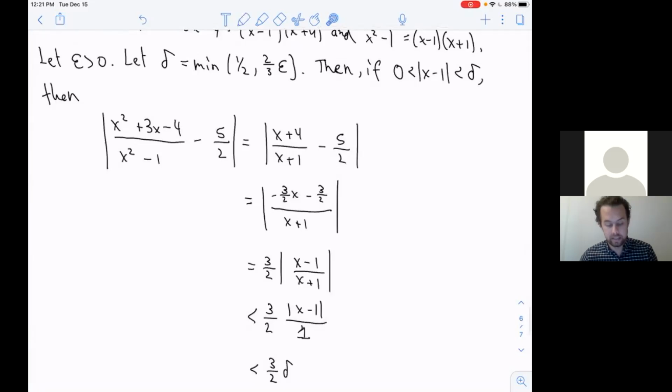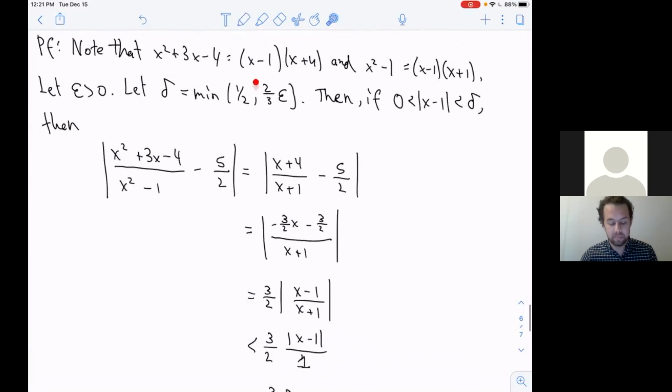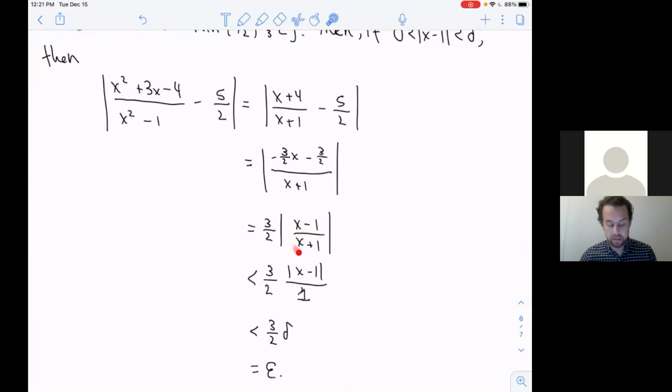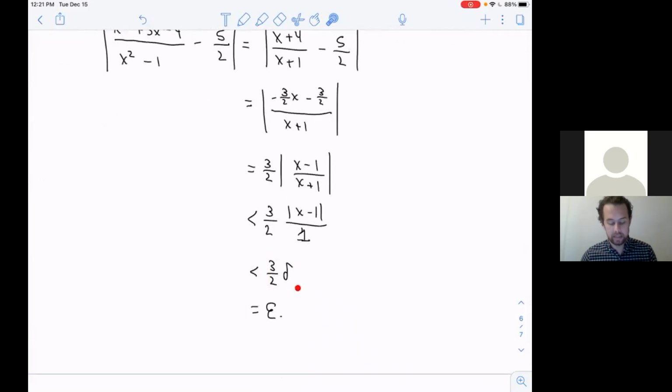So how did I find these things? Well, again, the 1/2 I kind of found. I could have made it 1 maybe, but I wanted to bound this x plus 1. And so I wanted x to be close enough to 1 so that x plus 1 was going to be bigger than 1. And then the second thing is we got to here 3 over 2 delta, and I just wanted that to equal epsilon or be less than epsilon. And so this should be less than or equal. I just said that epsilon is 2/3 delta, so that delta is less than or equal to 3/2 epsilon. Okay, so that's it. That's the rest of the problem. So I hope that was helpful.